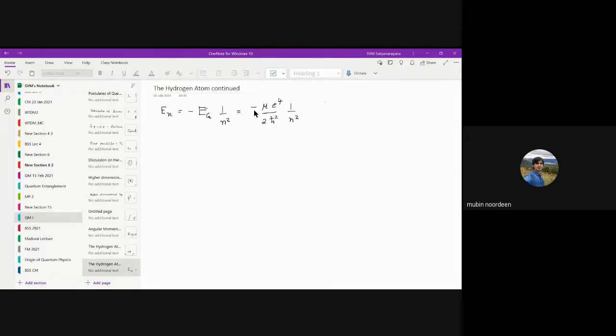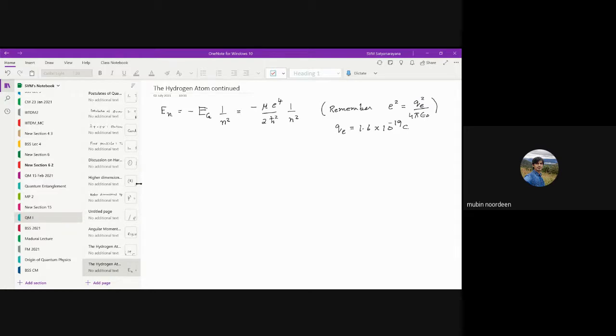Okay, and of course, remember in our notation, this e square is actually equal to Qe square divided by 4 pi epsilon naught. We have used this as a shorthand notation, so we have to keep that in mind. And of course, Qe is the charge of the electron, 1.6 into 10 to the minus 19 coulombs.